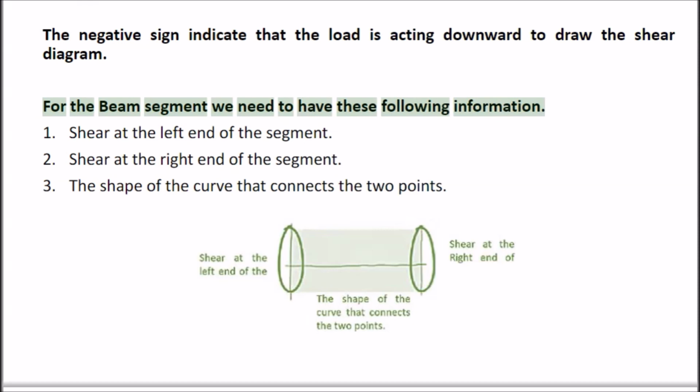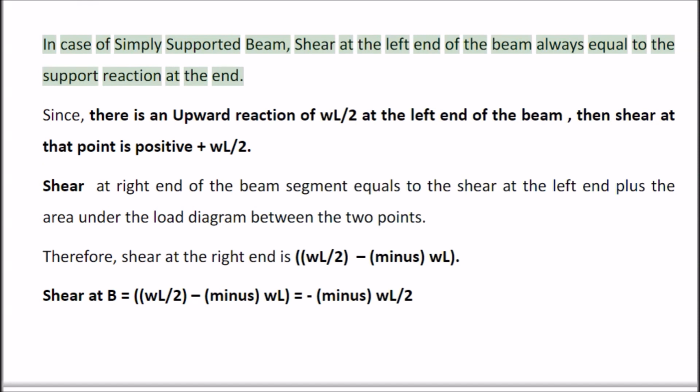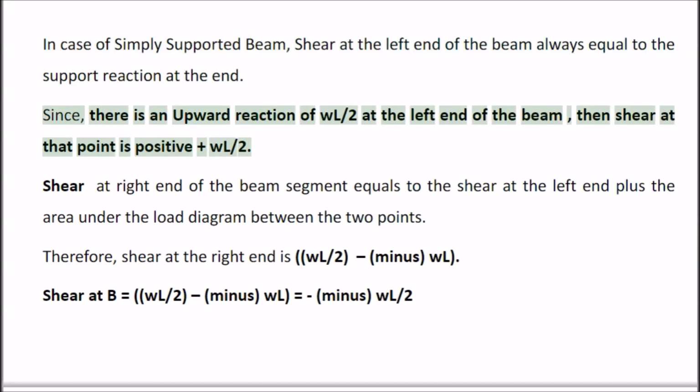To draw the shear diagram for the beam segment we need to have the following information. 1. Shear at the left end of the segment. 2. Shear at the right end of the segment. 3. The shape of the curve that connects the 2 points. In the case of a simply supported beam, shear at the left end of the beam is always equal to the support reaction at the end. Since there is an upward reaction of WL/2 at the left end of the beam, shear at that point is positive and WL/2.